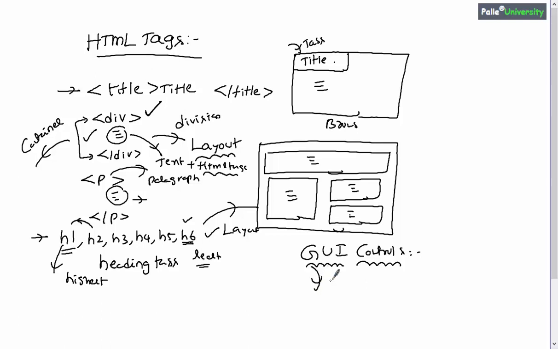GUI controls. GUI refers to graphical user interface. The user can interact with that user interface. That is the reason why it is called a user interface. Now let me try to show you some of the frequently used controls which fall under the GUI controls category.